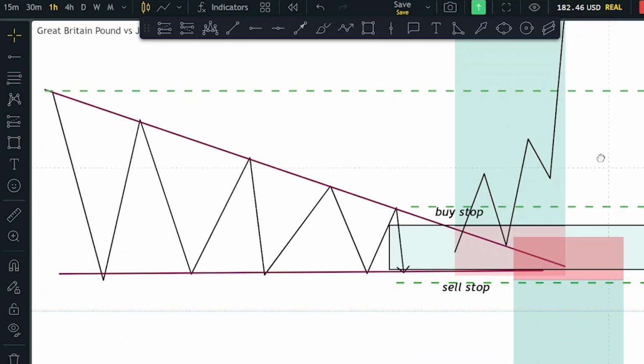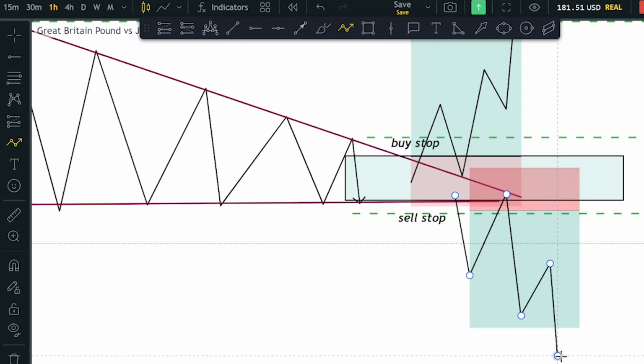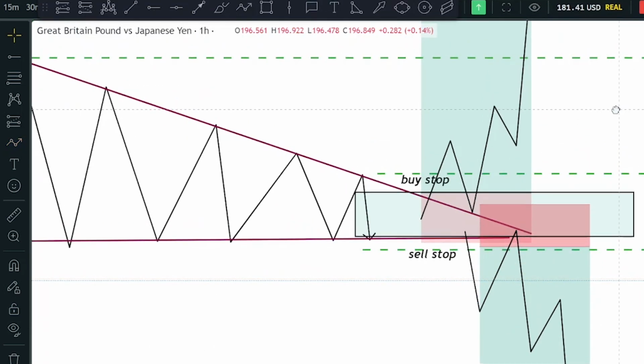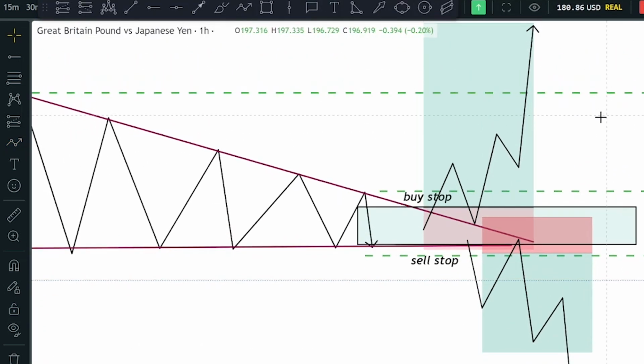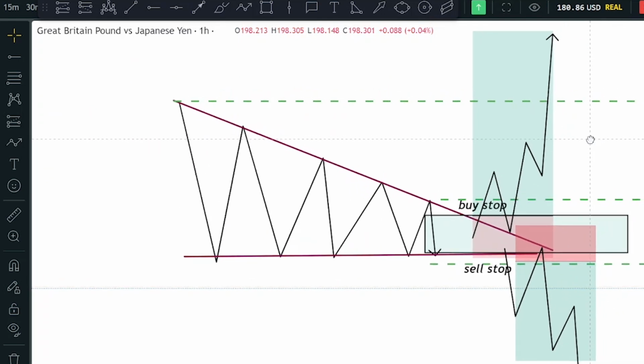Second, from the downside, if we break below and wait for a retracement from the lower highs into the supply zone, we are going to be catching a sell from there, anticipating the market to continue to the downside. That is another way to use a descending triangle, by taking a buy or a sell from outside of the formation of the pattern.